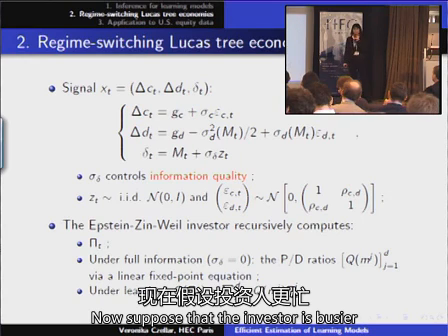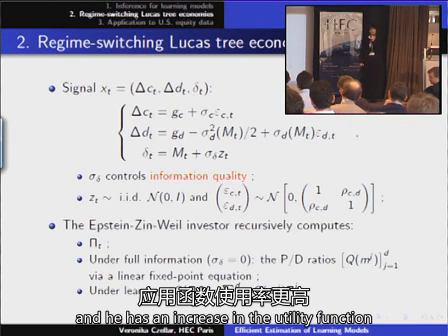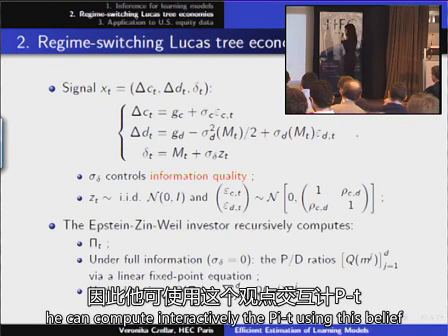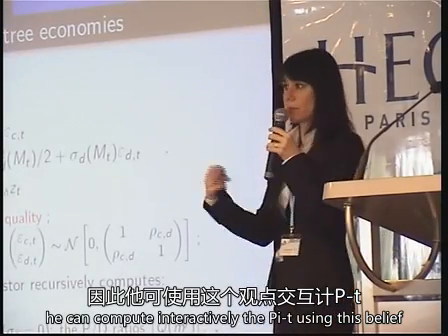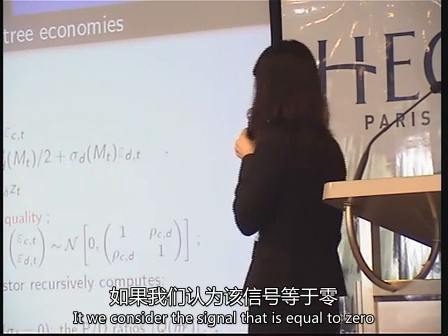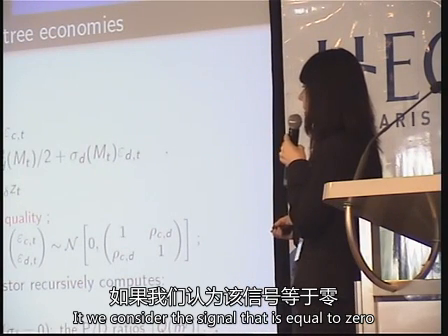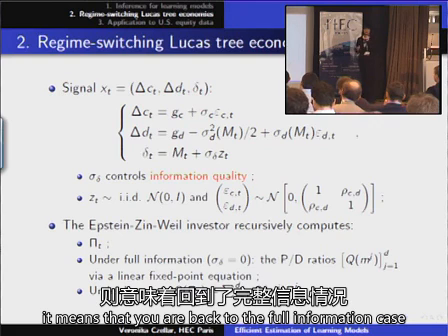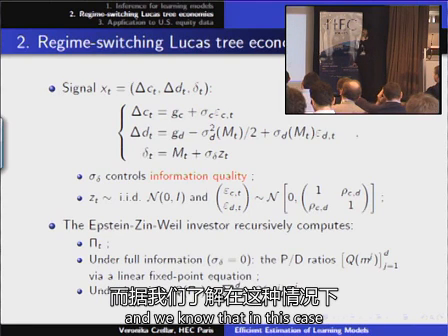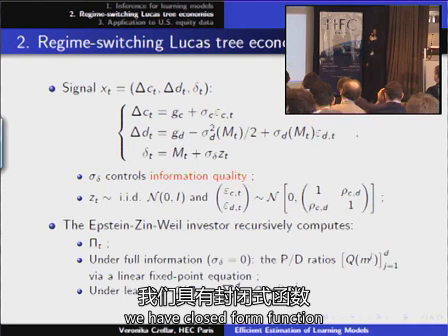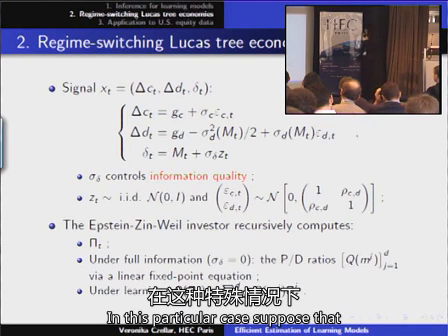Now we suppose that the investor is Bayesian, and he has an Epstein-Zin-Weil utility function. So he can compute iteratively the pi_t's using his previous beliefs. Now, if we consider the case when sigma_delta is equal to 0, we are back to the full information case where the investor is God, so he knows the state of nature, and in this case we have a closed form likelihood function. Now, in this particular case, the PD ratio.